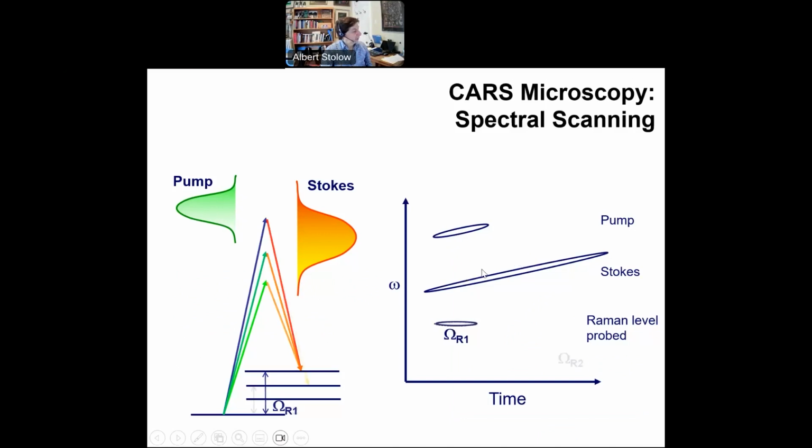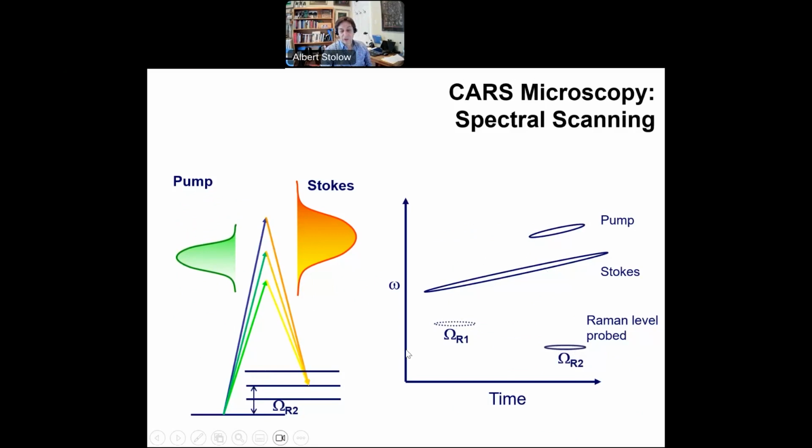But if I just change the time delay, you can see that they get closer together. This difference frequency gets smaller. So it means that the difference frequency has been changed. This is how I can tune across the Raman spectrum. This is very nice because it means I don't have to tune my laser. I can record a spectrum just by changing a time delay, which is much easier to do than trying to tune the laser.